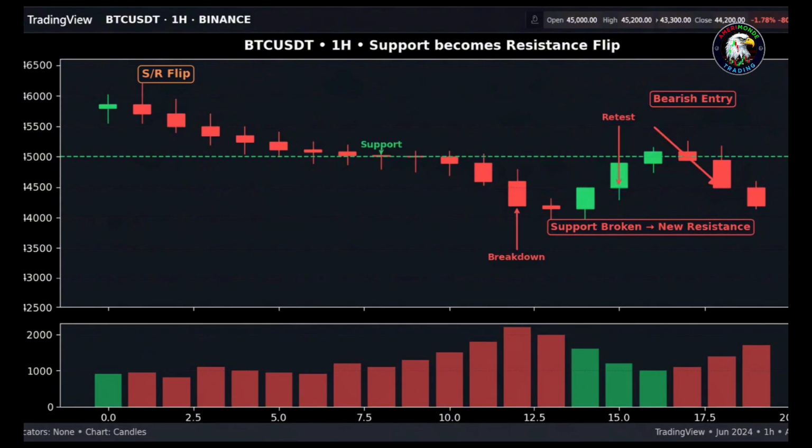Why? Because old support is now new resistance. People who bought at support and didn't sell are now trapped and selling at break-even. This flip happens every single day on gold, Bitcoin and EURUSD. So mark every broken level on your chart because price always comes back to it.